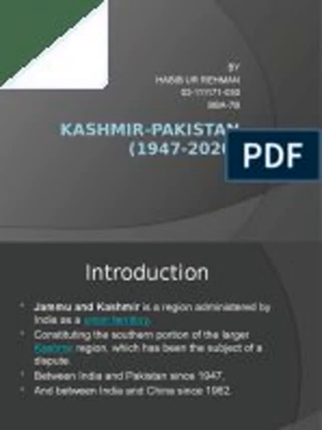Jammu and Kashmir is a region administered by India as a union territory and consists of the southern portion of the larger Kashmir region, which has been the subject of a dispute between India and Pakistan since 1947, and between India and China since 1962.